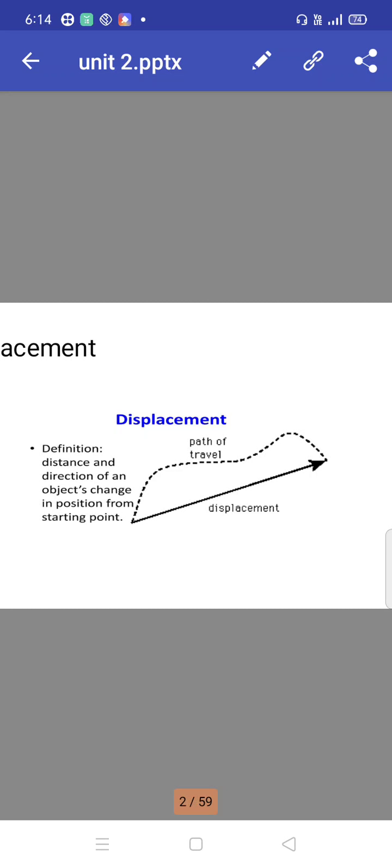It specifies any kind of path. The path of travel may vary in any direction. We need to calculate the distance between the starting point and the end point. This is displacement. So movement of an object is called displacement. The unit for displacement is meter, mm or centimeter, whatever it may be, as per the requirement.